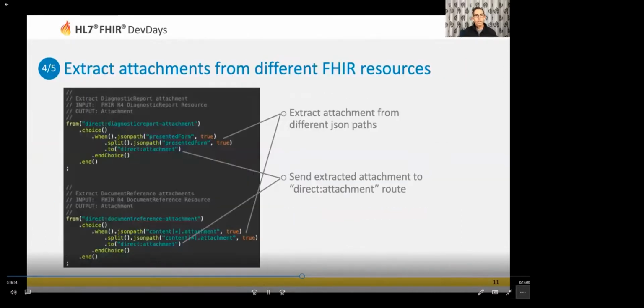Okay. So now we're back to processing attachments. And these are those 2 resource-specific routes I had. The reason is that the attachments exist in different JSON paths. In diagnostic report, it's in presented form. In document reference, there can be multiple attachments. So this is taking all of them and passing them on to the direct attachment route, which both of these routes funnel the attachments into. So let's look at that route.